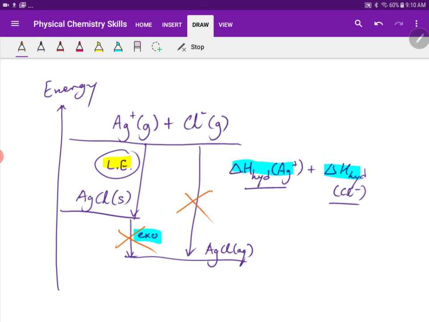So this can be applied to a multitude of cases. There will also be other questions where you can use the energy level diagram, depending on whether you have the same reactants or the same products, and you can use that to see which reactant or product is more stable.